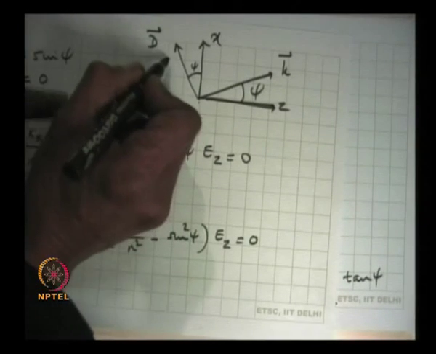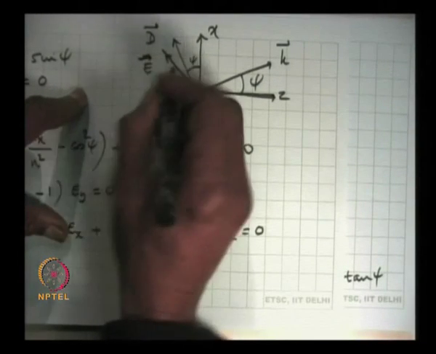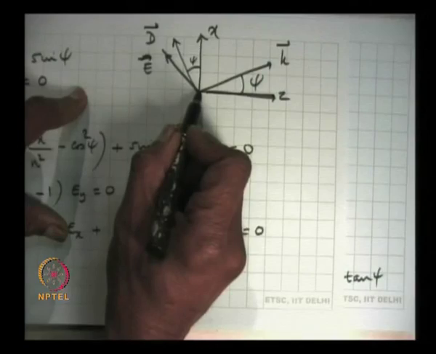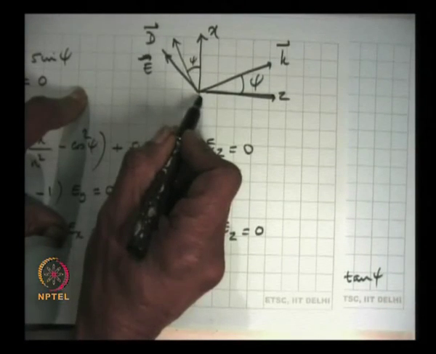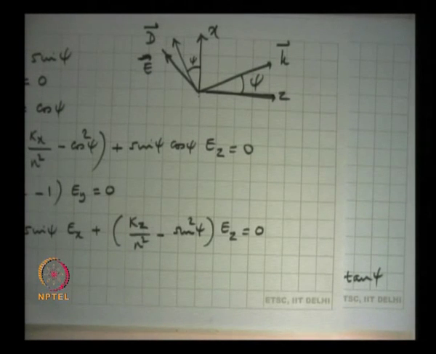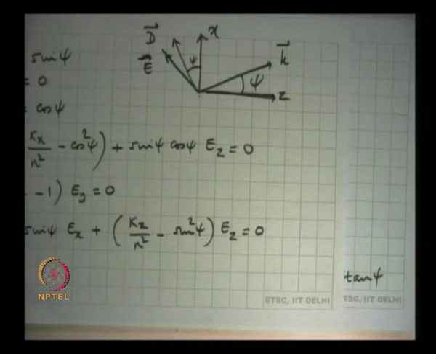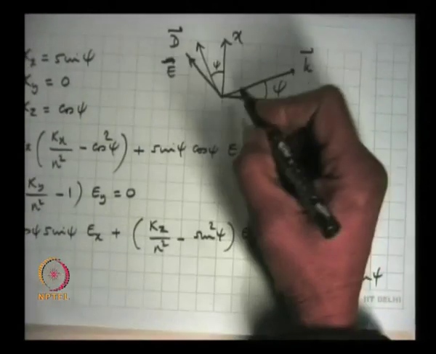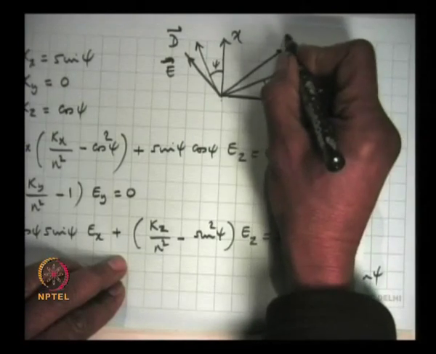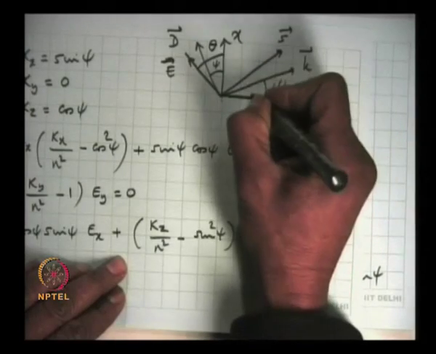The E vector has to be here, because its z component by x component will be more than the z component by x component of the D vector. This is if kx is greater than kz. If kx is less than kz, it will be on the other side. So, for this mode, for this propagation, the D vector and E vector are not parallel, and the S vector now will be here. So, if I call this theta, this is also theta.